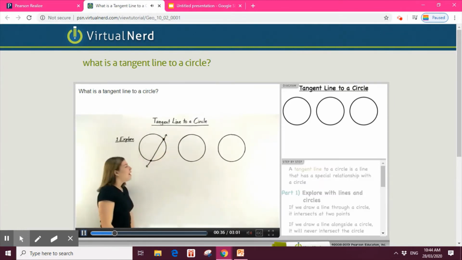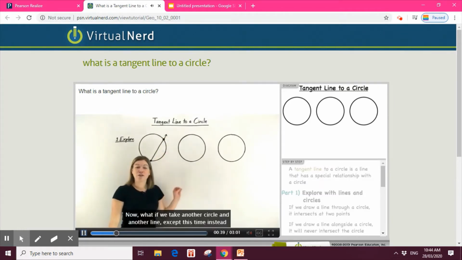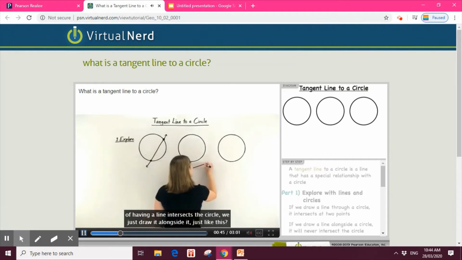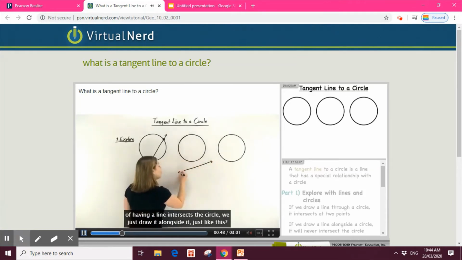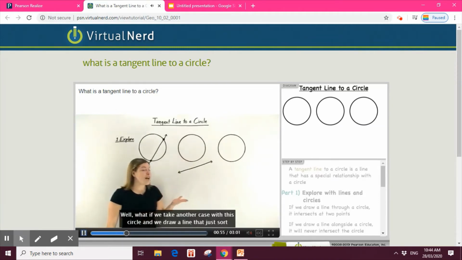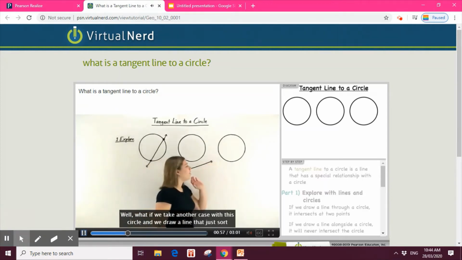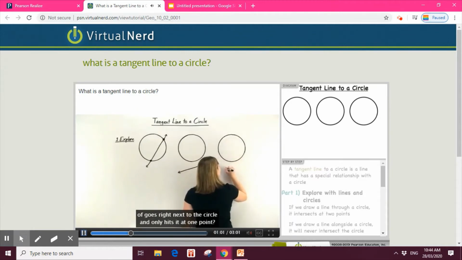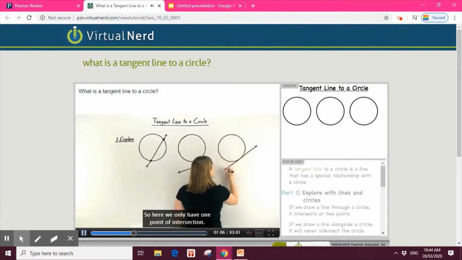Neat. Now, what if we take another circle and another line? Except this time, instead of having the line intersect the circle, we just draw it alongside it. Just like this. So this line will never intersect the circle. There are no points of intersection. Well, what if we take another case with this circle, and we draw a line that just sort of goes right next to the circle. It only hits it at one point. So here we only have one point of intersection.